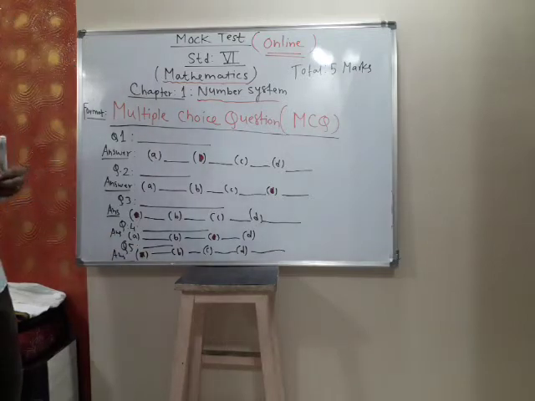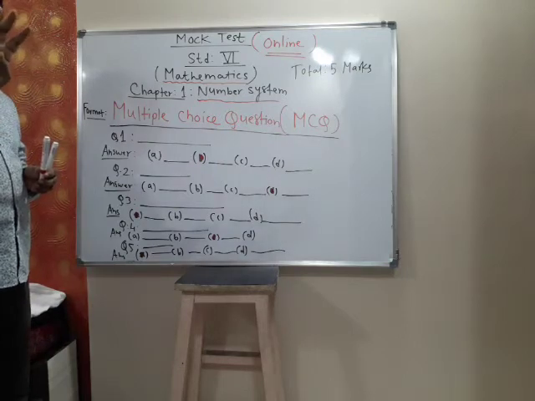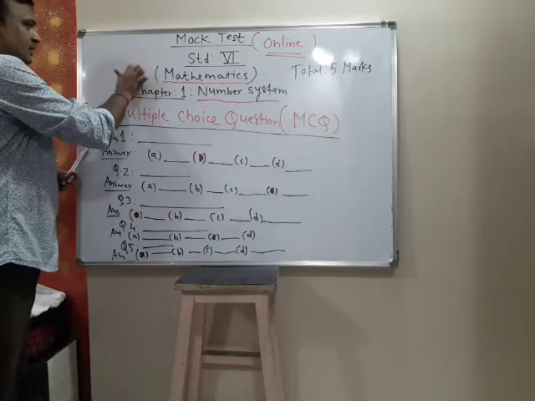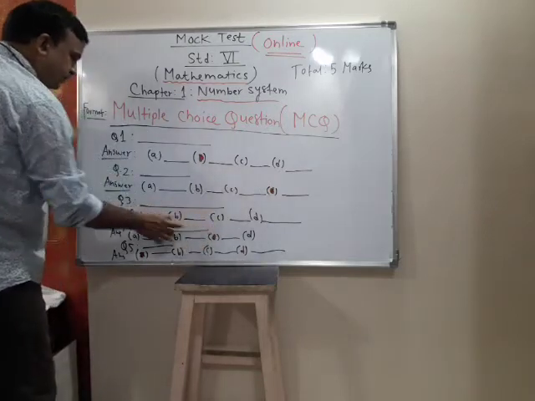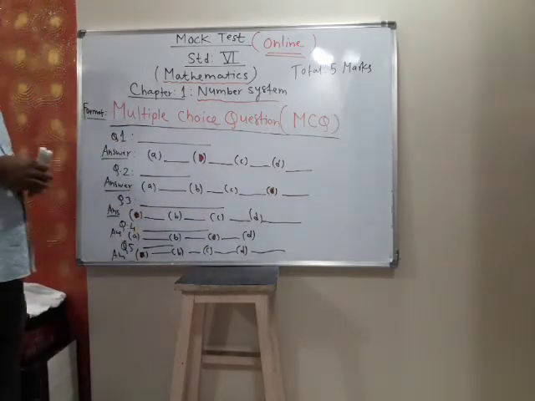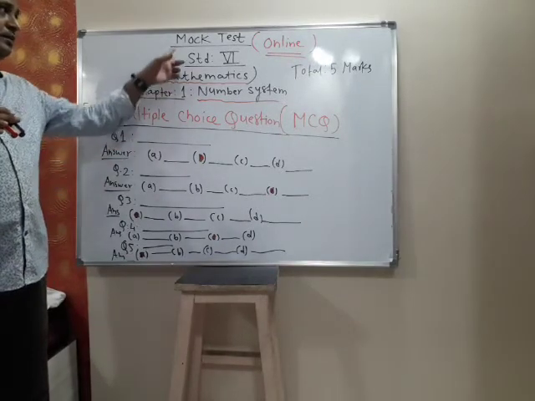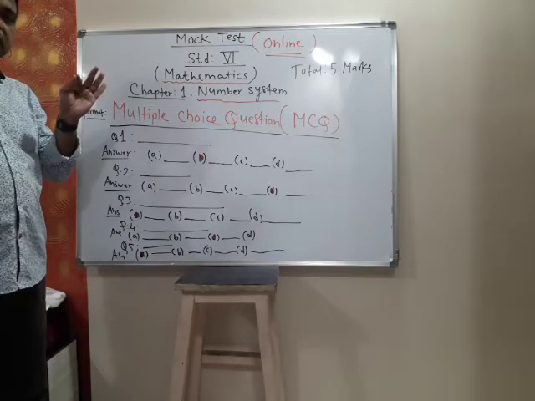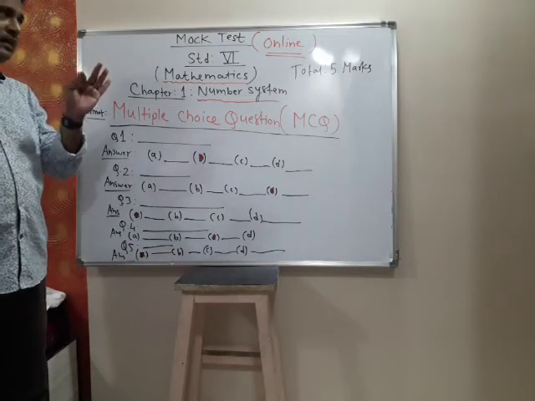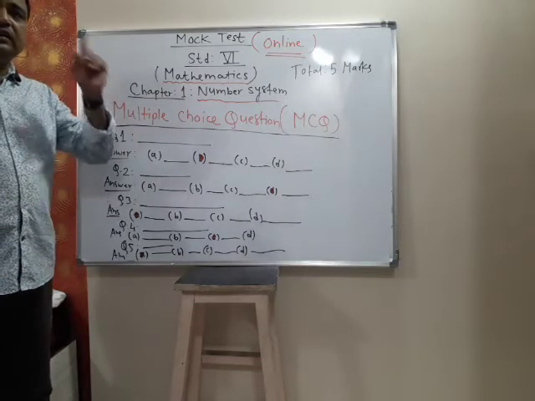So for each question you will be given 4 options. Out of those 4 optional answers, one is the correct answer, and that option you have to click. So in the mathematics subject for this mock test, a total of 5 questions will be given. Each question will have 1 mark, and each question will have 4 options. Out of the 4 options, 1 is the correct option.